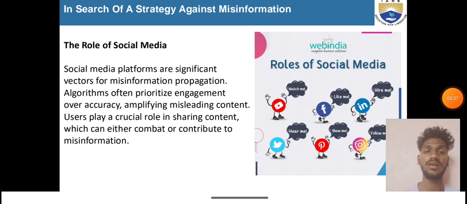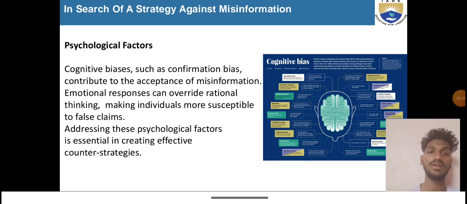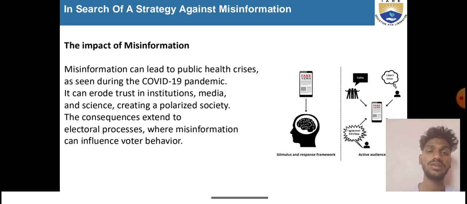Next, the role of social media is also completed. Next, we'll discuss the impacts of misinformation. What are the impacts of misinformation? We will discuss here.